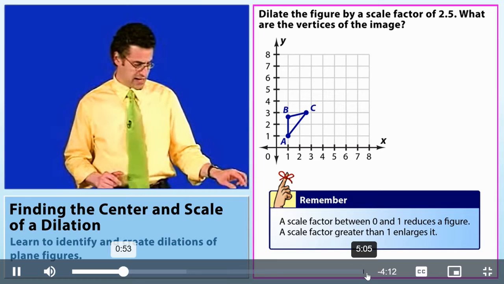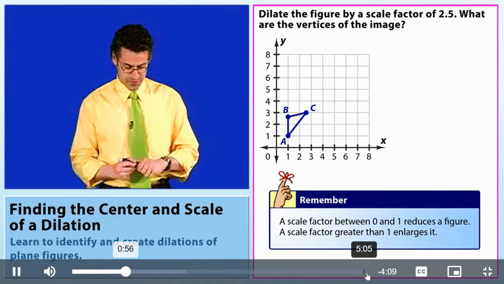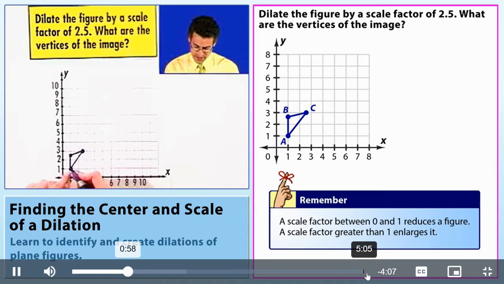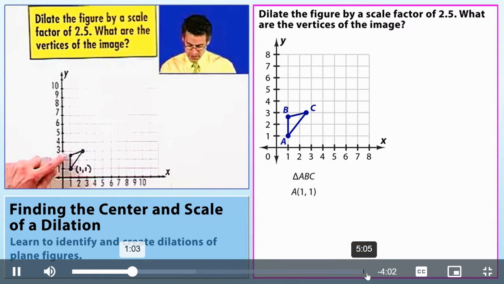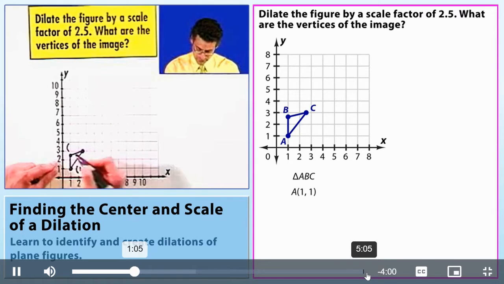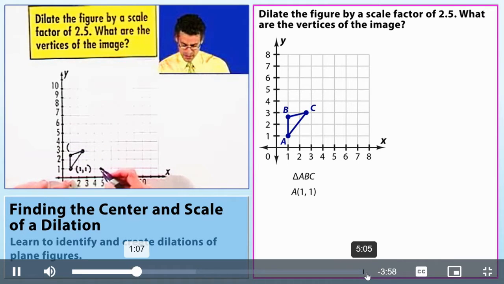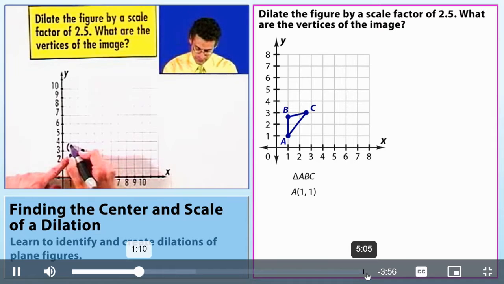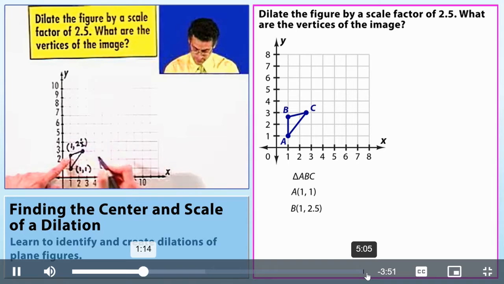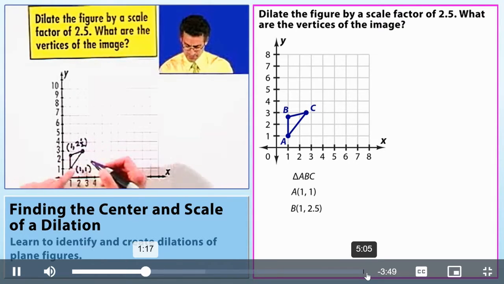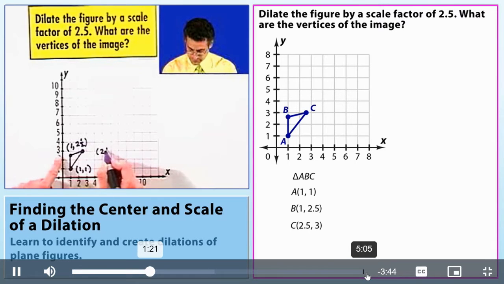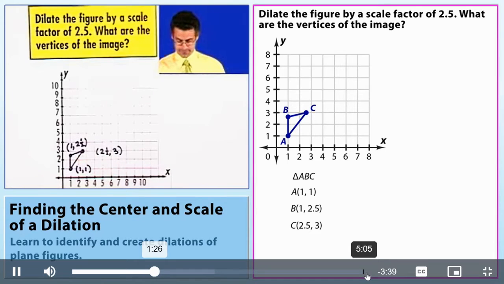So the first thing we need to do is identify the coordinates of this triangle. This point right here, this vertex, is 1, 1. This vertex right here is 1, 2.5. And this vertex right here is 2.5, 3. And that's that vertex right there.